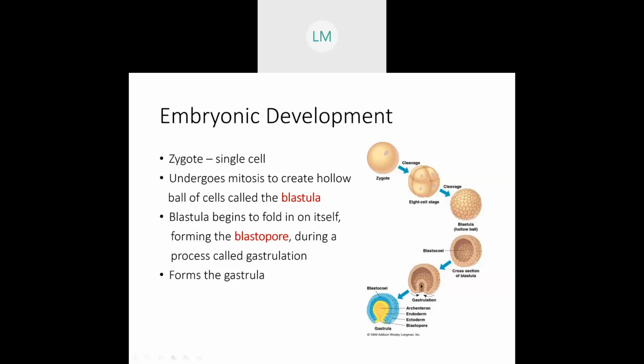So what I want you to know for embryonic development is just that this pore that forms on the outside of the blastula is called the blastopore. That structure is important for classifying the two different types of embryonic development that we see in our triploblastic animals. So we just need to know what this blastopore is.